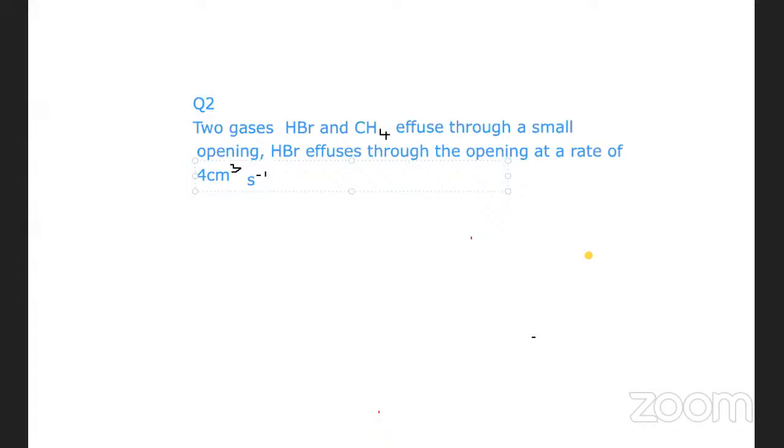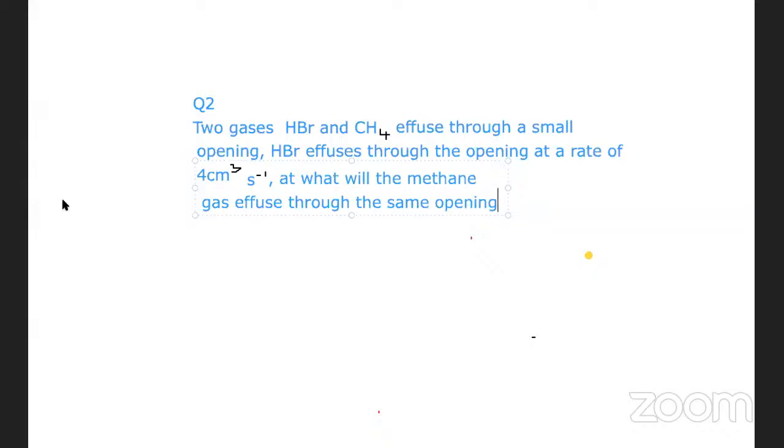At what rate will the methane gas, that's the CH4 gas, effuse through the same opening? So solve and give me the answer.